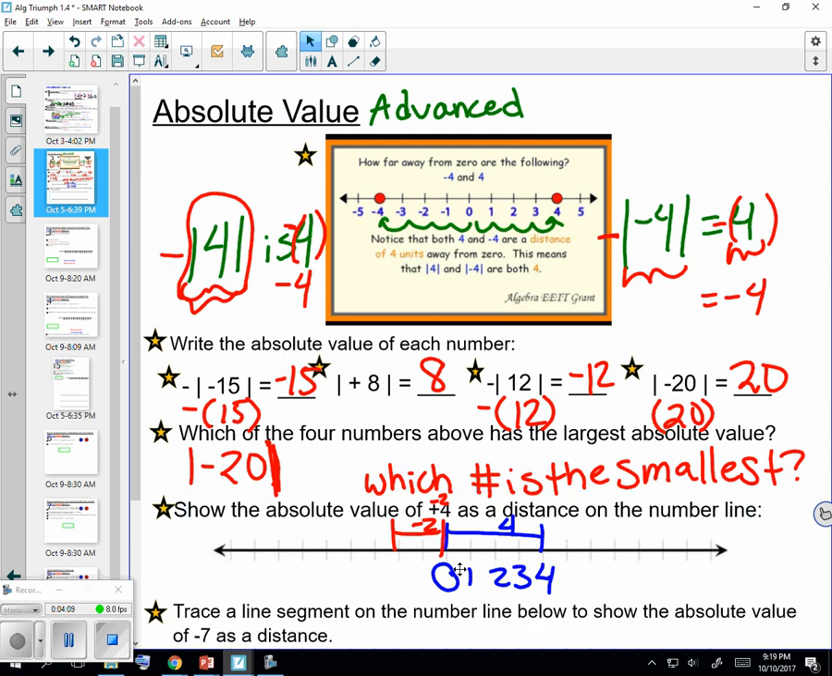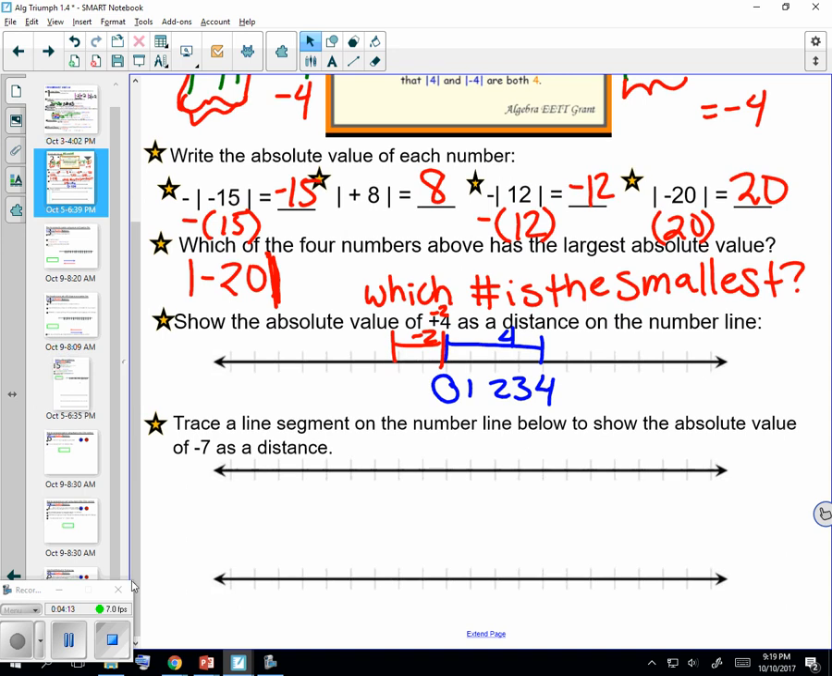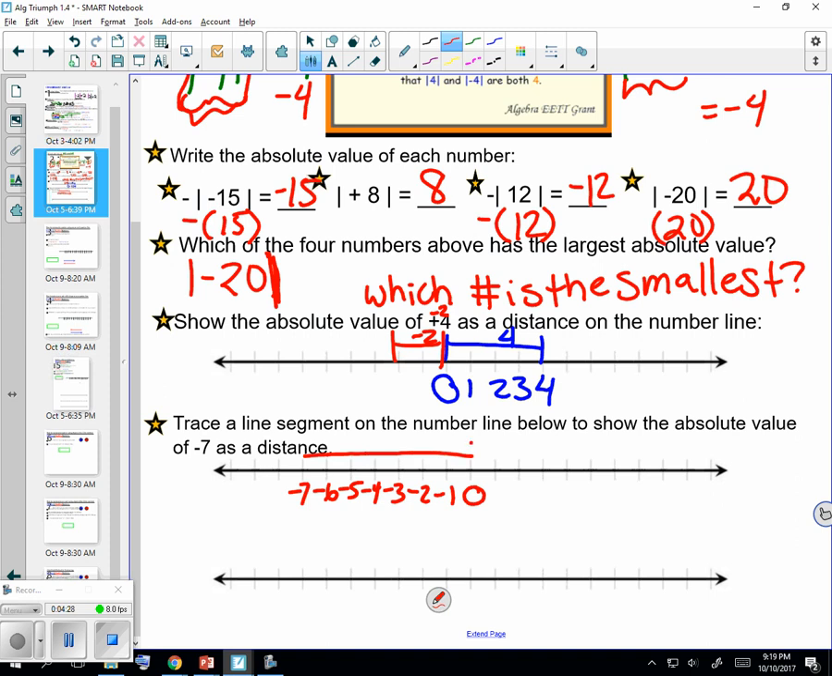Finally, trace a line segment on a number line below to show the absolute value of -7 as a distance. 0, -1, -2, -3, -4, -5, -6, -7. I'm going to go in between. Do I put an arrow? No, because there is no direction, positive or negative.